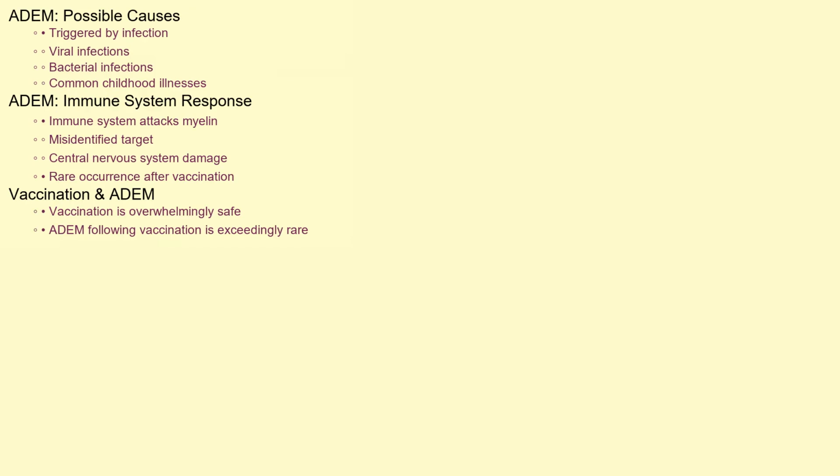The exact cause of ADEM isn't fully understood, but it's often triggered by a recent viral or bacterial infection. Think of common childhood illnesses like measles, chickenpox, or even upper respiratory infections. In some cases, ADEM can also occur after vaccination. The immune system, in its attempt to fight off the infection or react to the vaccine, mistakenly attacks the myelin in the central nervous system. It's important to emphasize that vaccination is still overwhelmingly safe and effective, and ADEM following vaccination is exceedingly rare.